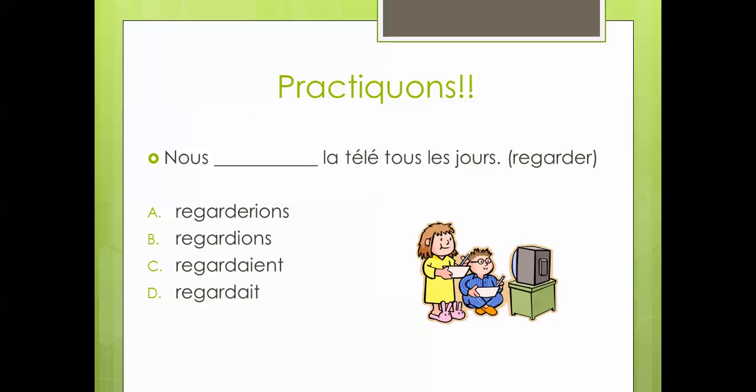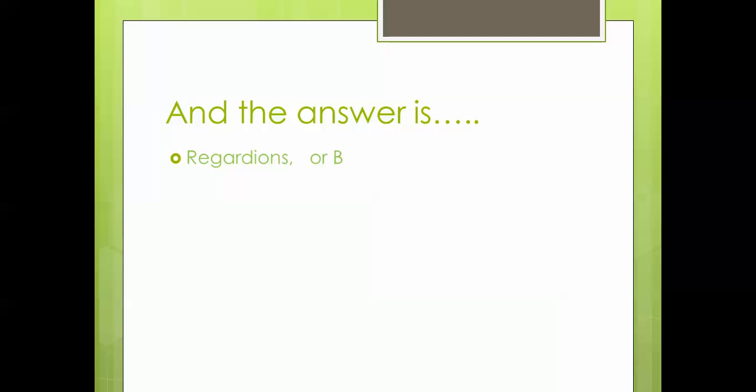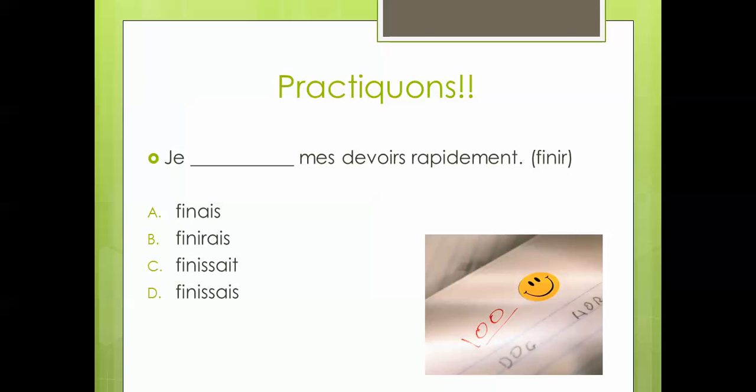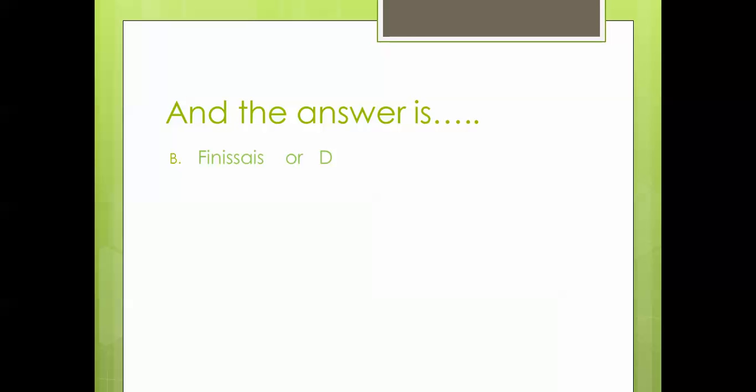Okay, here, I want you to choose A, B, C, or D. We want to say we used to watch television every day. And the answer is regardions or B. Here, try this one. What is the correct form of finir? How would you say I used to finish my homework rapidly? Is it A, B, C, or D? Answers on the next slide. And the answer is finissais or D. This is usually the trick one, so I hope you got it right.